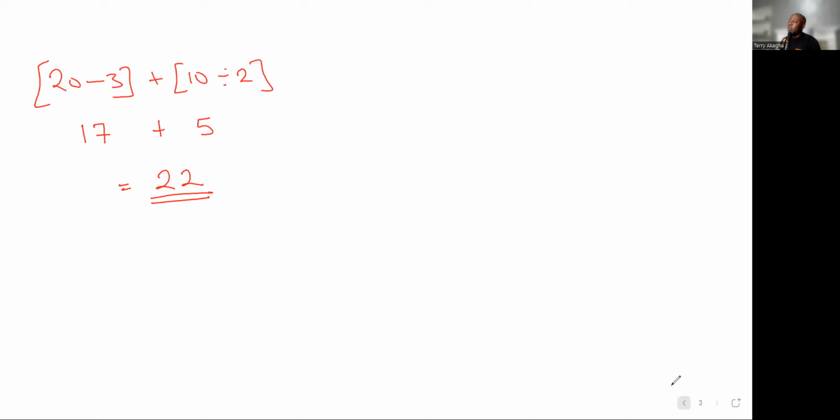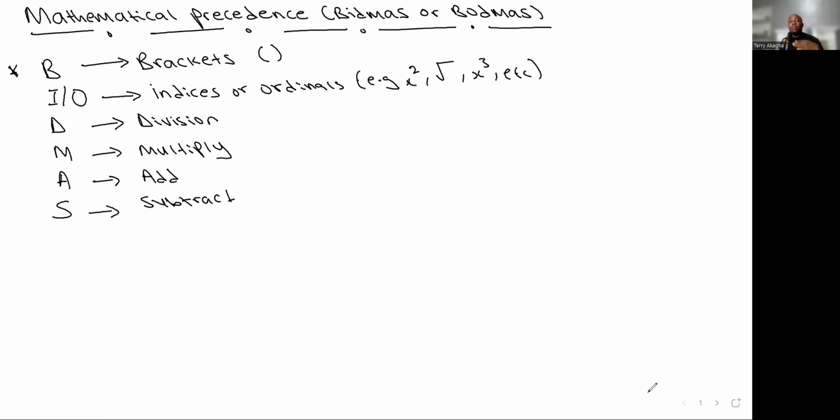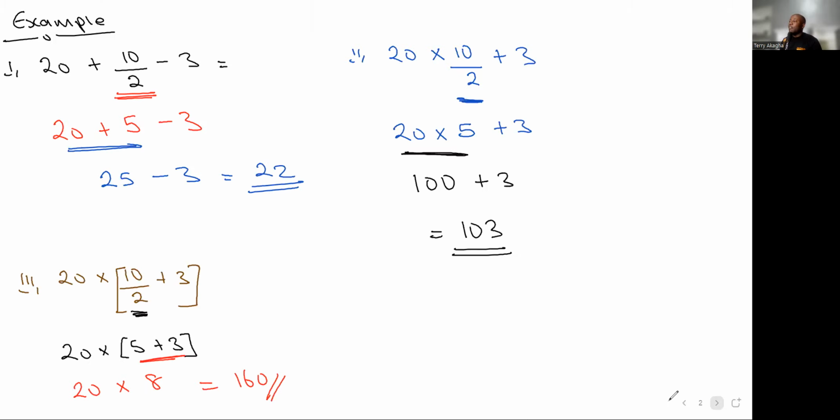Okay? So basically, what I've talked about in this video is that these are basically the mathematical precedents. So you solve the brackets first. After the bracket, you do the indices, the ordinals. Then after you've done that, you now divide, you multiply, and you add and you subtract. You have to follow this particular order. It is very important. Okay? All right, so that is that for that.